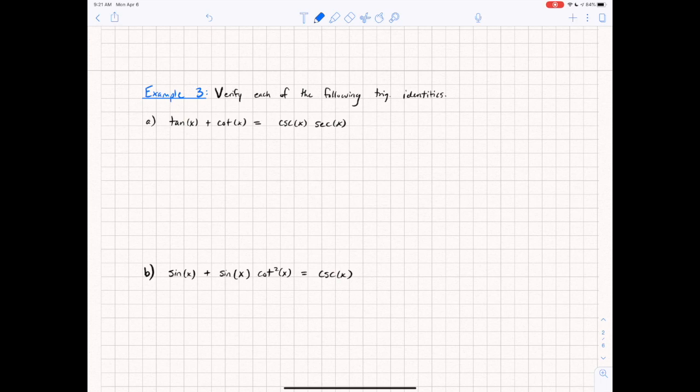complex looking side. For me, I'm always going to choose when I'm adding and subtracting. So I'm going to pick the left-hand side here, and I want to simplify it and get it down to cosecant times secant. That's my goal. All right, so tangent, I know I can rewrite it. Tangent is sine over cosine.